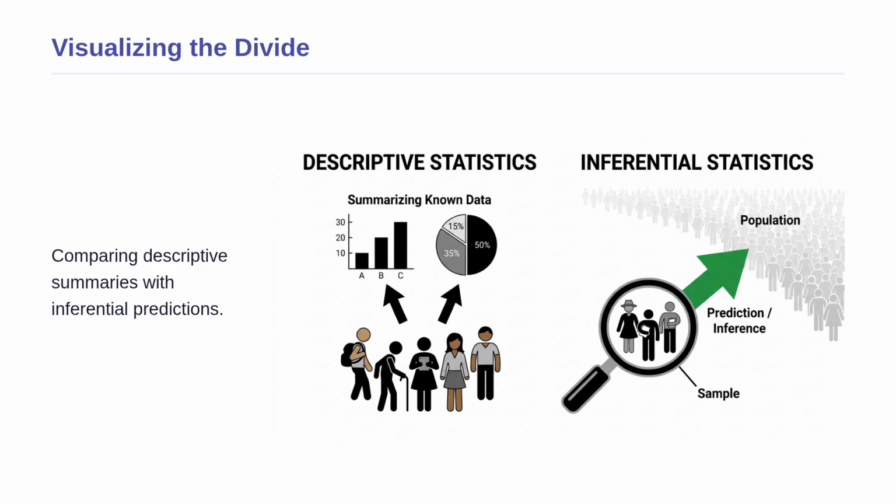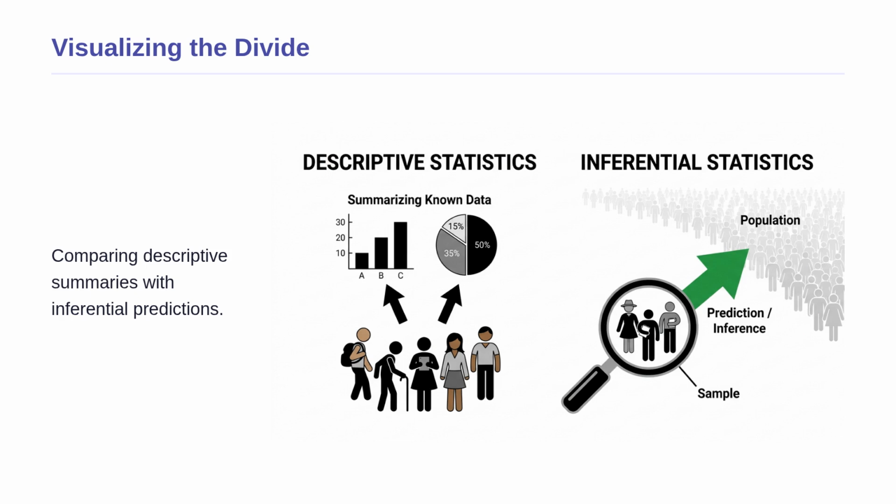Before we move on, let us see this divide visually. On the left side of this diagram, we see descriptive statistics. Notice how we have a known group of people and we are summarizing their data using bar charts and pie charts. We are just describing what is already there.